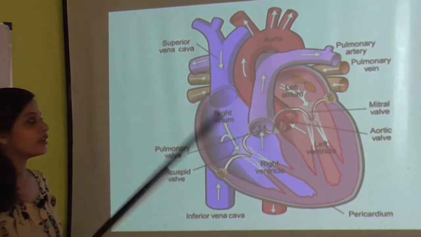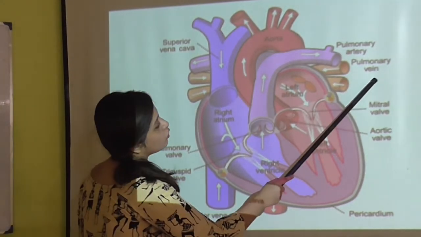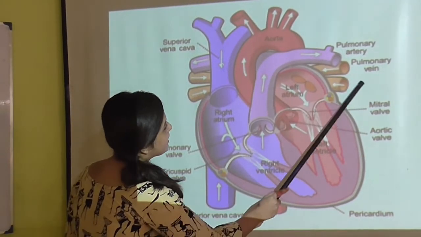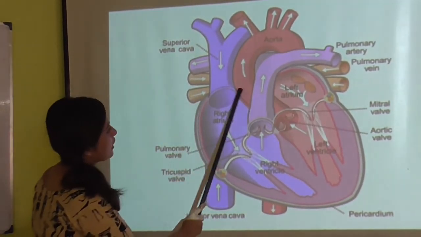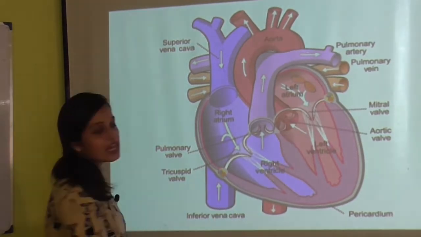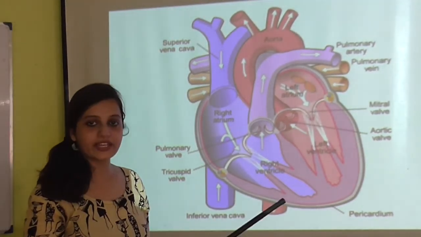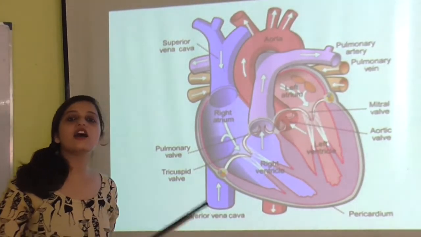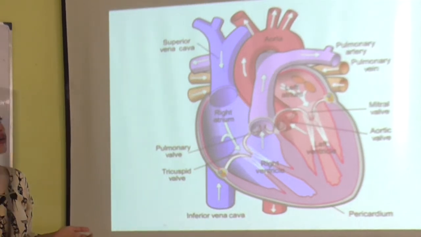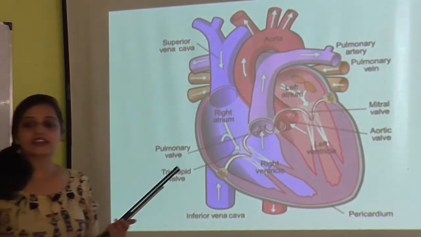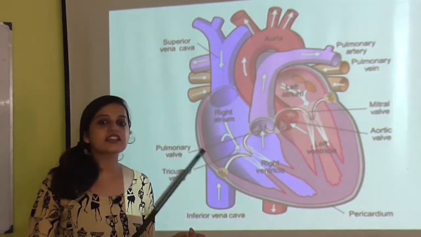Through where will it return? It will return through the pulmonary veins. Look, these two are the pulmonary veins. So the pulmonary vein is the only vein that carries oxygenated blood. The only exceptional vein that carries oxygenated blood.